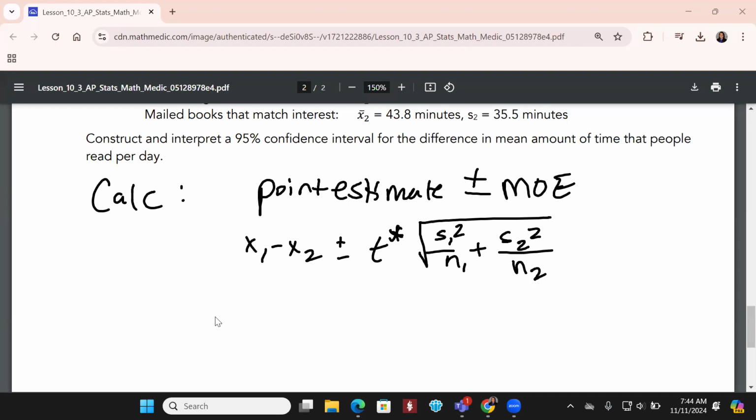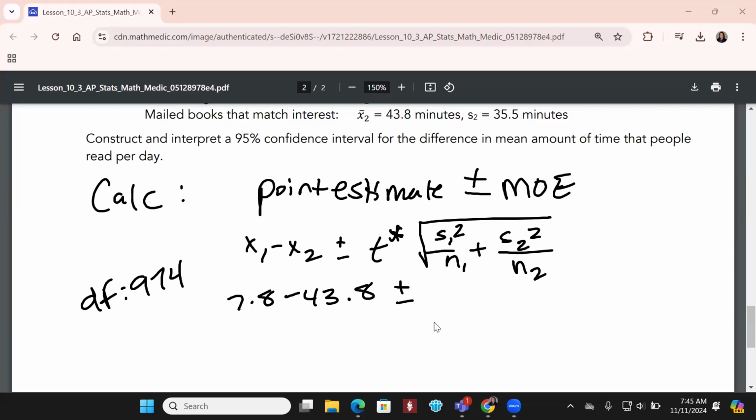We're going to plug in. So here we got 7.8 minus 43.8, and that's given up at the top. And then we're going to say plus or minus. What were our degrees of freedom on this one? Remember, we used this smaller one. 974. Okay. You're going to look at your critical value. So you wouldn't use 1050, you would use 975. And so the degrees of freedom would be 974.